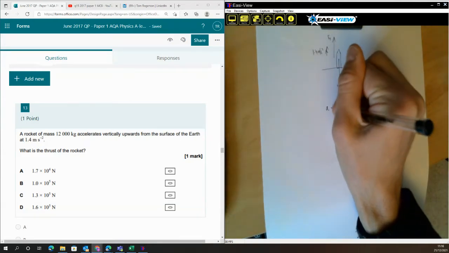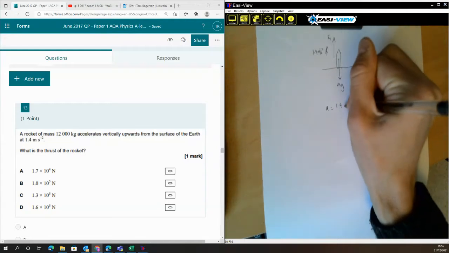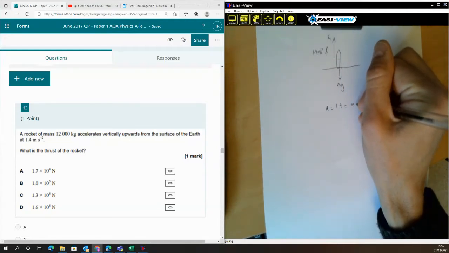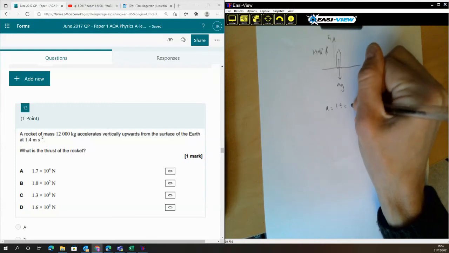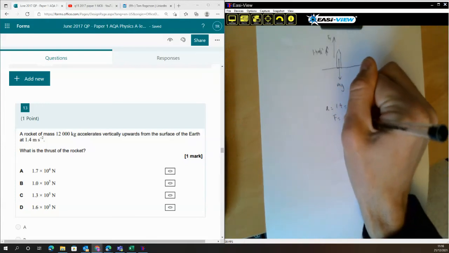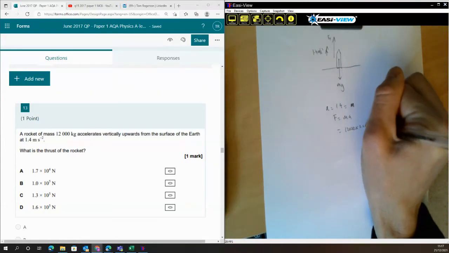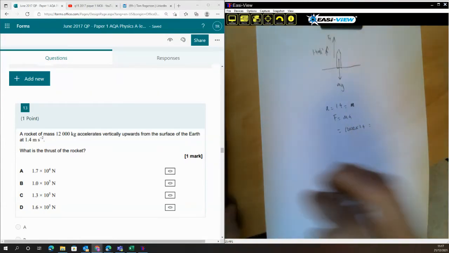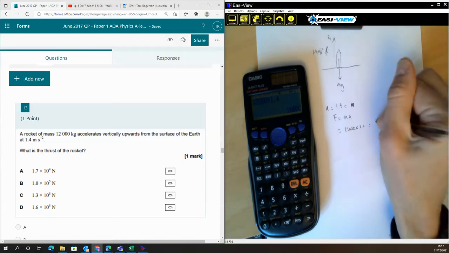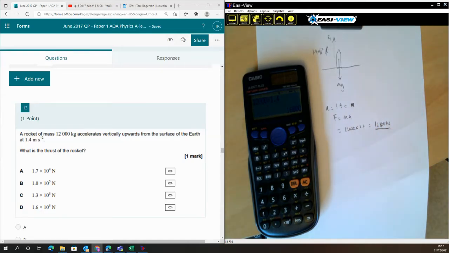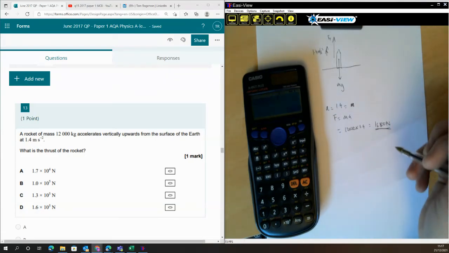We know the acceleration is 1.4, and from that we can work out the resultant force because F equals ma. So the mass was 12,000 multiplied by a, and we get, I've already done that one, it's 16,800 newtons. So that's my resultant force. So the thrust force must be equal to this force plus weight. So it must be this much bigger than the weight.